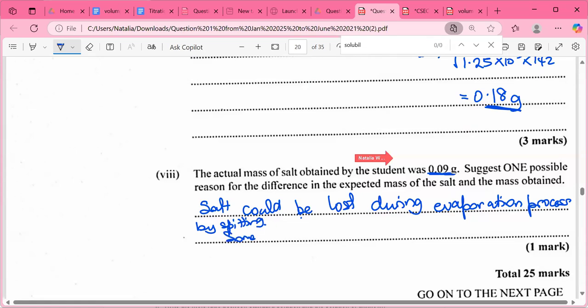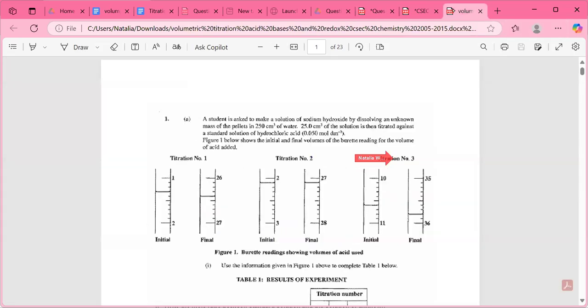Some dissolved during washing. All right, so that's where we are at right there. Any questions? No?